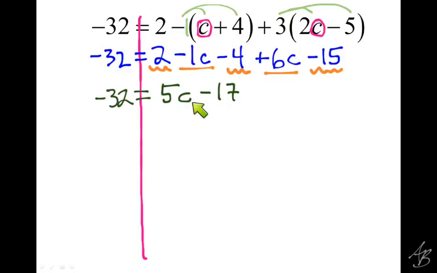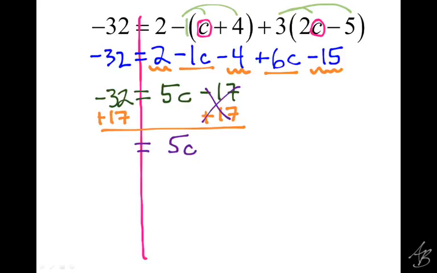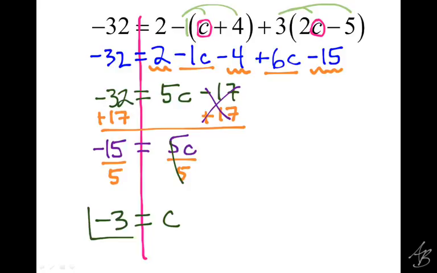And now we have the c on one side. There's only one c left. So now we just want to get this c by itself. So what do we do next? Add 17. The 17s are going to cancel, leaves 5c. And -32 plus 17? -15. And then divide by 5. The 5's cancel, leaves c equals what? -3.